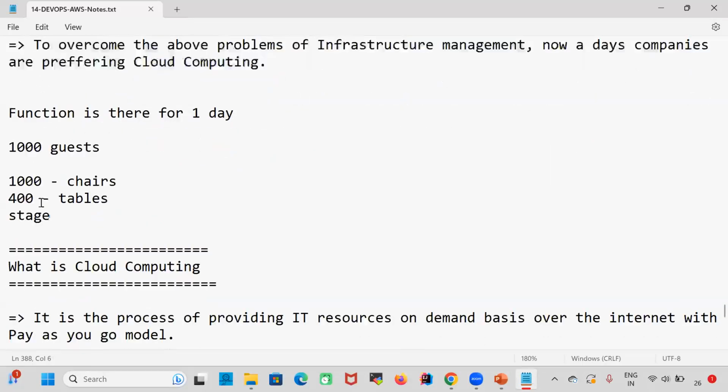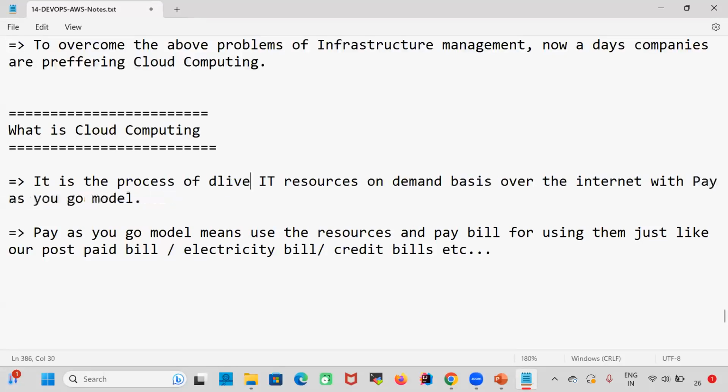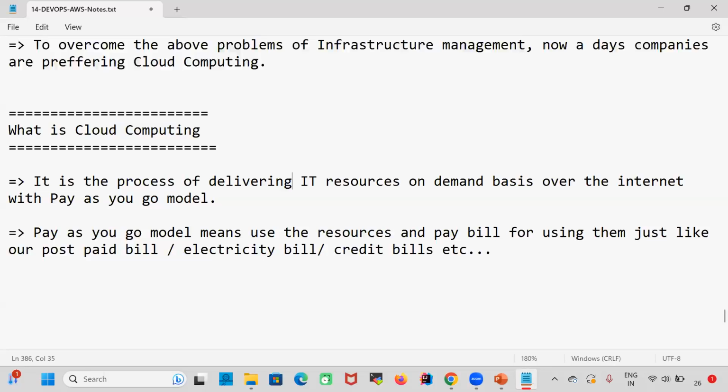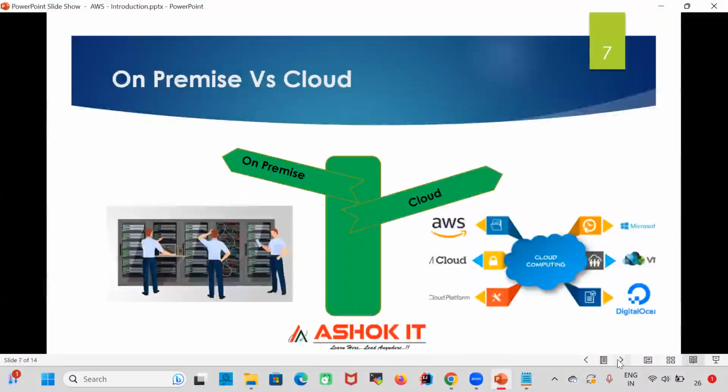So what is cloud computing? Cloud computing is the process of delivering or providing IT resources on demand basis over the internet with the pay as you go model. So whatever resources you need, you can use the resources and you can pay the bill for them. Are you clear? Now, when you go for cloud computing, there are so many advantages available.